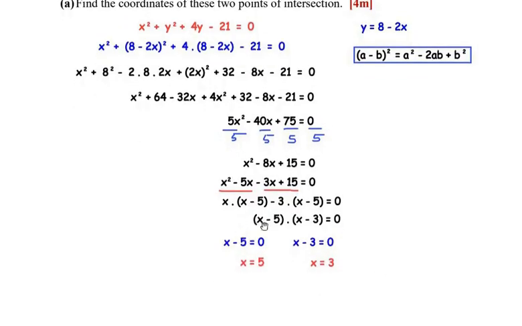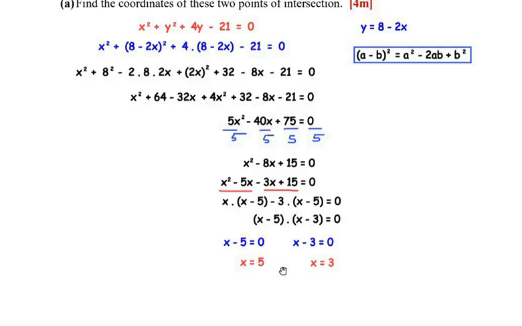Now taking negative 5 on the other side of the equal to sign, we get x equal to 5. Now x minus 3 equal to 0. Taking negative 3 on the other side of the equal to sign, we get x equal to 3. So these are the two values of x we have got.